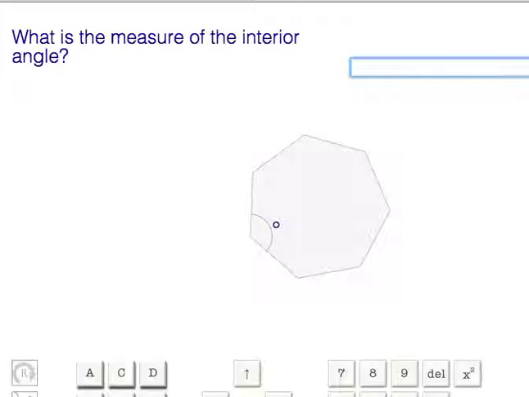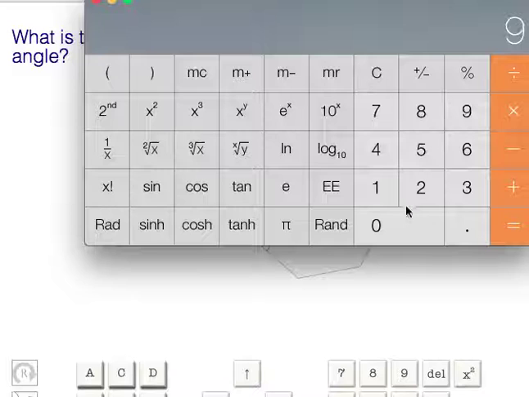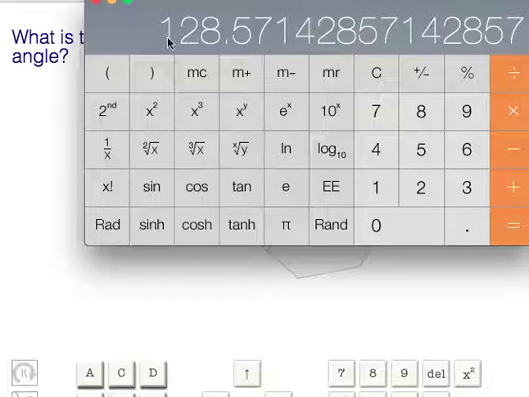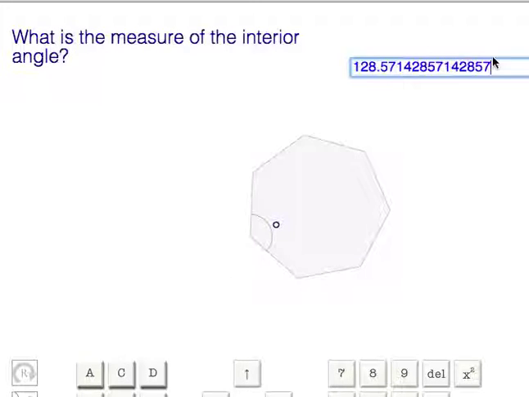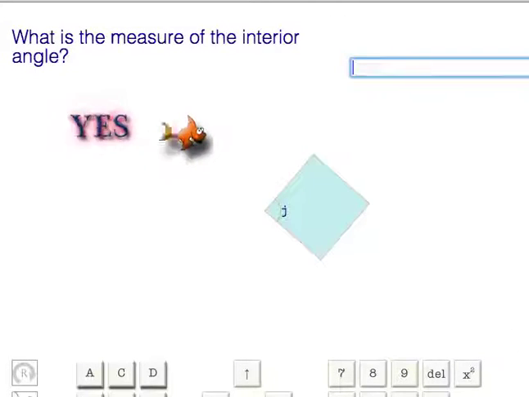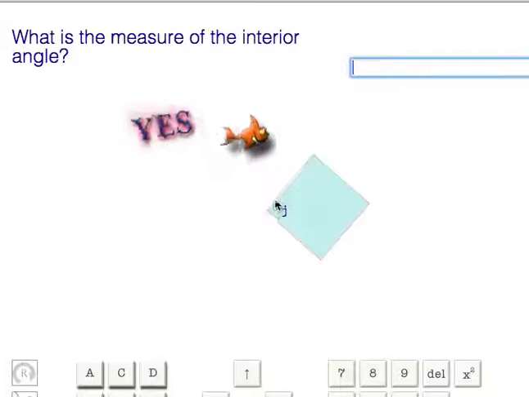Okay, handy dandy calculator time. So 900 degrees divided by 7 is 128.57142. I'm just going to copy that and paste it in here and round it, let's say, to 4 or 5 decimal places. The 2 will tell the 4 to stay at 4, and I'm going to put a degree symbol there and enter.